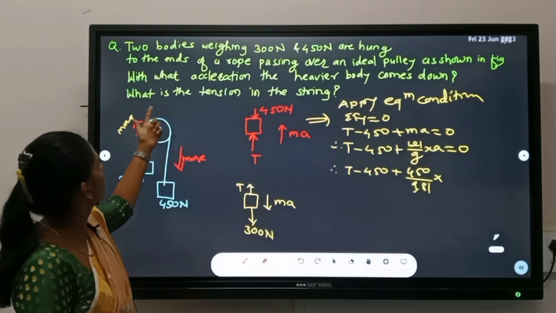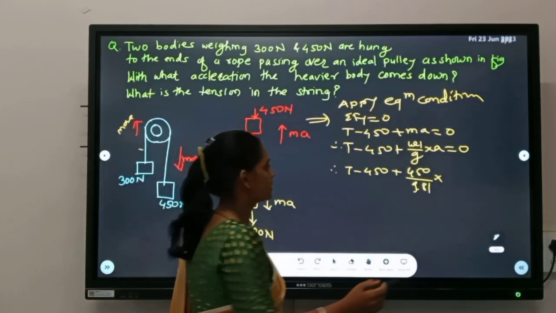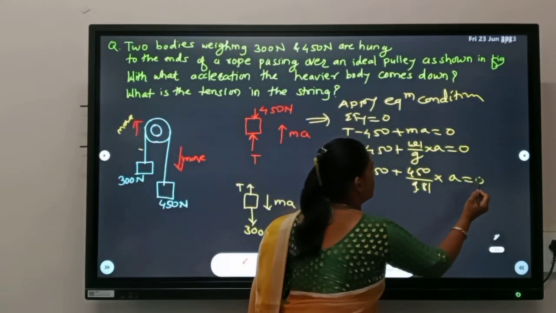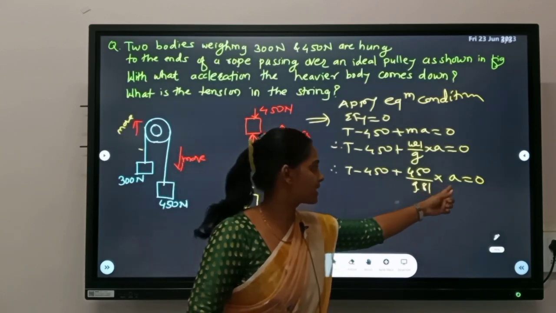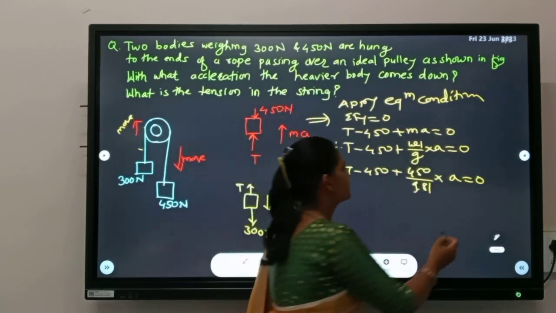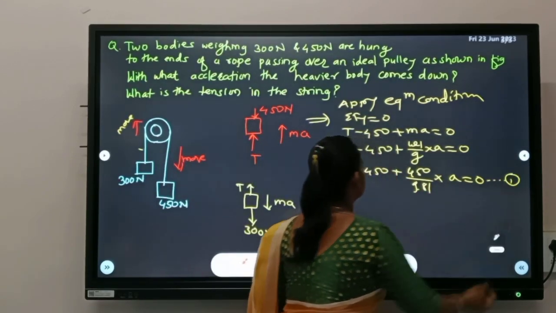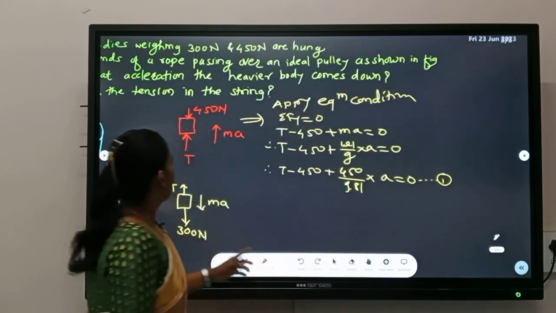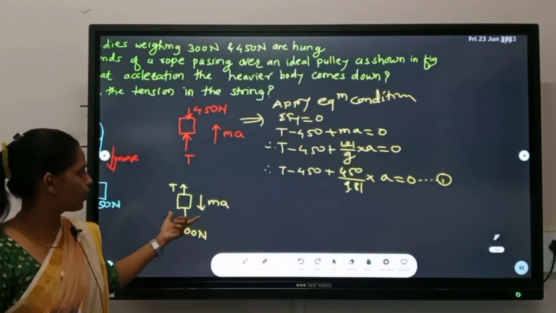We have to calculate the values of acceleration and tension in the string. See it as equation number 1. Okay, then apply the equilibrium condition for block number 2.